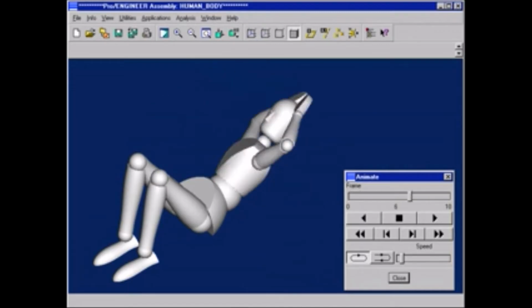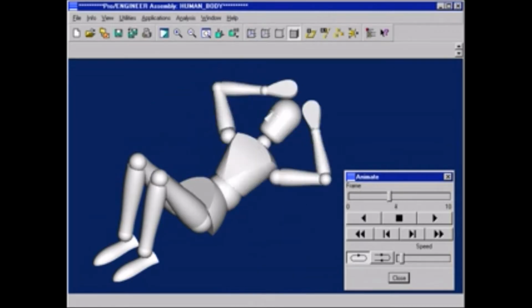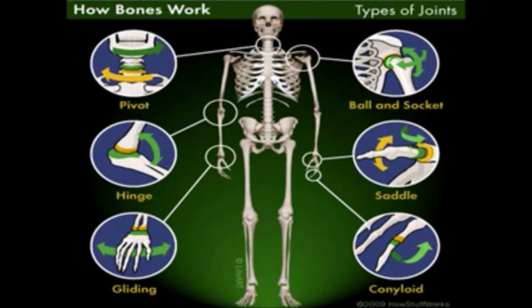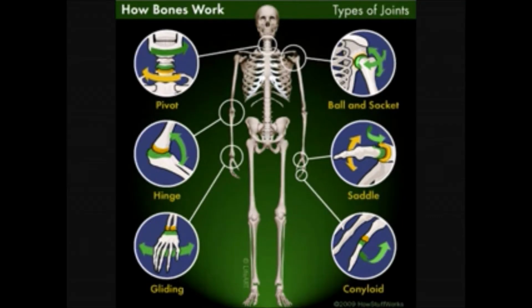This is how your body moves with your bones. How do bones work? There are different types of joints, and the joints help you to move. You have a pivot joint near the neck. Near the shoulder you have a ball and socket joint, and at the elbow you have a hinge joint. Near the wrist you have a gliding joint. You also have a saddle joint, and near the fingers, the phalanges, you have condyloid joints.